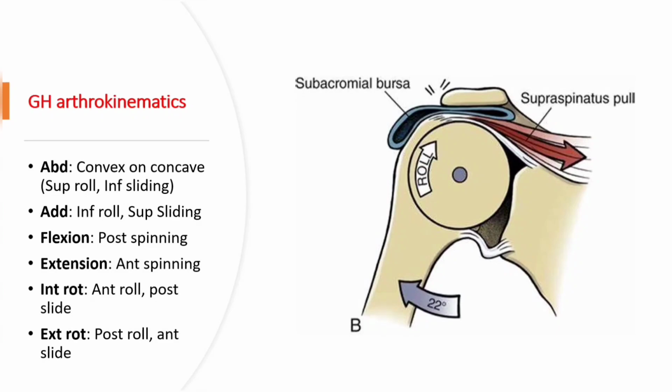When it's flexion, it's different. It's posterior spinning, and in case of extension, it's anterior spinning. In case of internal rotation, it's rolling anteriorly and sliding posteriorly. And for the external rotation, posterior rolling and anterior sliding. That's the arthrokinematics of the glenohumeral joint.